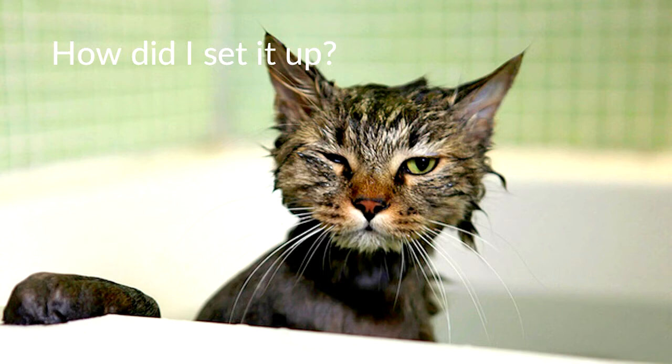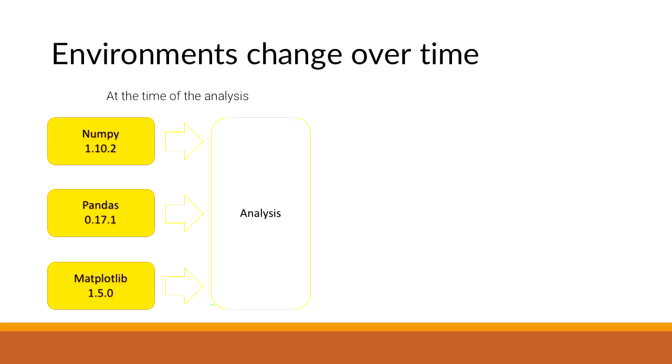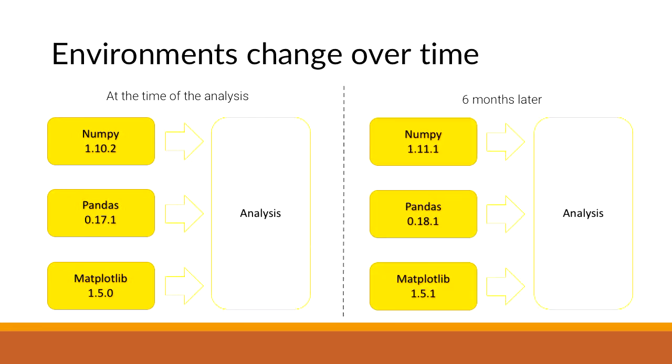Now we need to work out how we get around our next trap, not remembering how we set up our environment when we ran the analysis. All right, so 6 months ago, we system installed our packages to run our analysis. At the time, we installed the most up-to-date versions of NumPy, Pandas, and Matplotlib. We ran our analysis using these, and everything worked beautifully. Now we come back to this analysis 6 months later, and things have moved on with all 3 packages. They're all now at different versions.